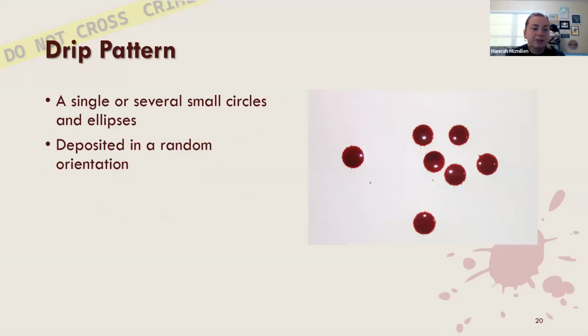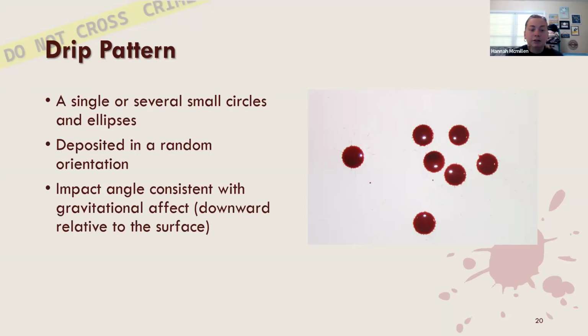Then we have drip patterns, again several small circles and ellipses deposited in a random orientation. For a drip pattern, we're not seeing a drip trail, so we're not going from one place to another. This is just that random orientation. So we know that someone had to have been in that area for an extended period of time in order for all of those drips to occur.